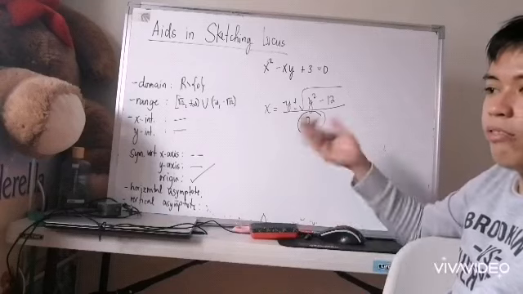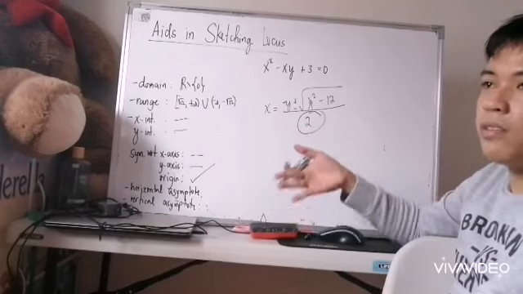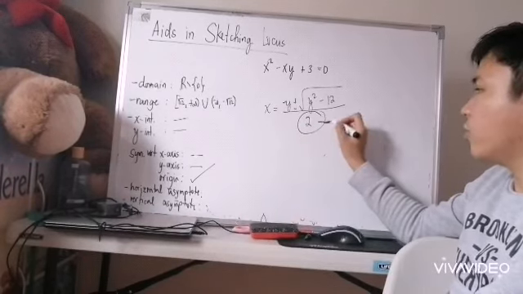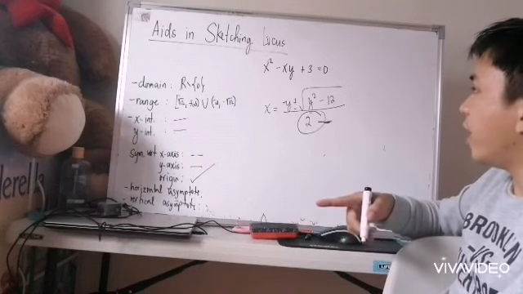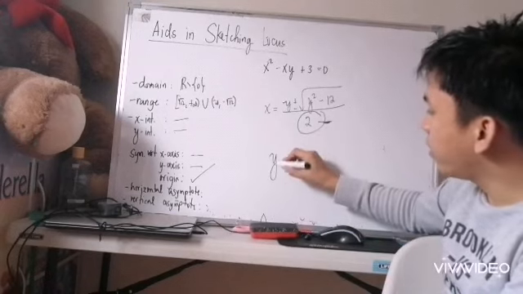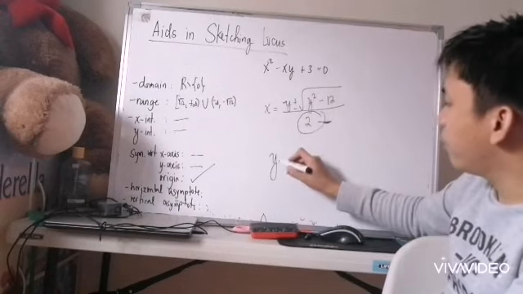It's constant, so whatever the value of x, this will not change. Therefore, you don't have a horizontal asymptote. So let's solve for the vertical asymptote, solving for y in terms of x.